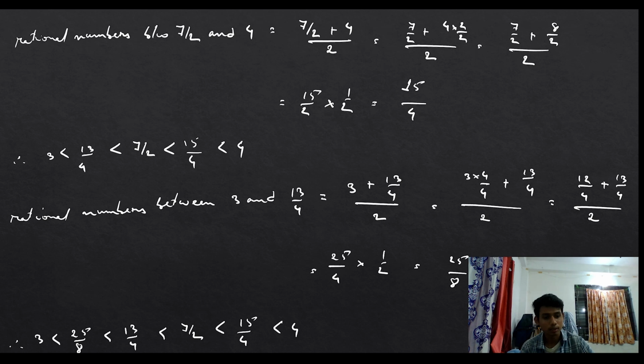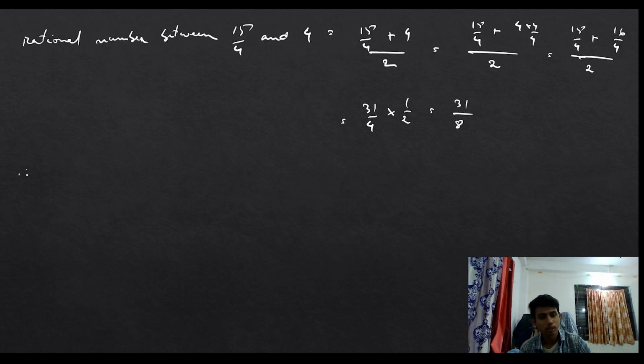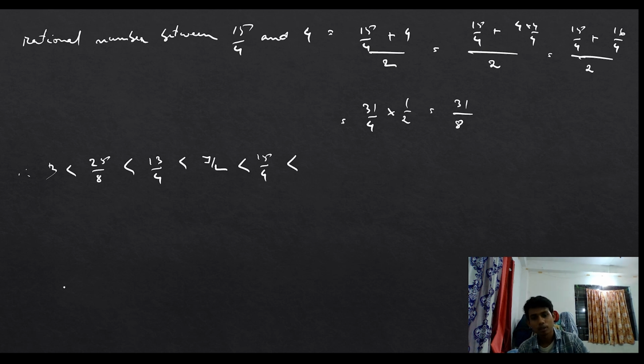Therefore the numbers are: 3 is less than 25 by 8, is less than 13 by 4, is less than 7 by 2, is less than 15 by 4, is less than 4. Now comes method 2.